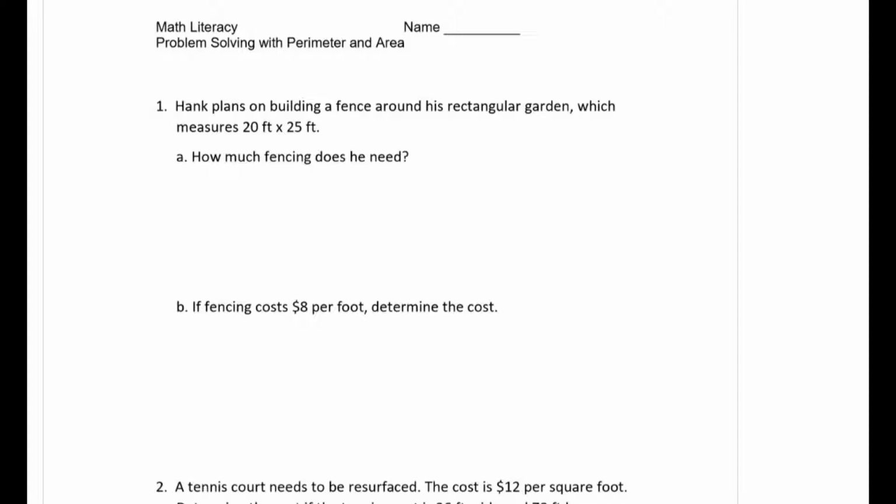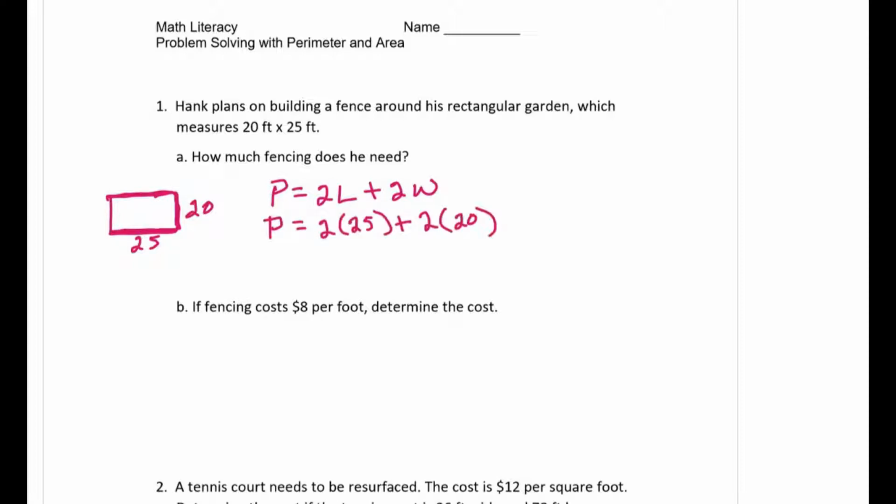The first thing that I want to do is to make a quick sketch. We have a rectangular garden that measures 20 by 25, and we're wanting to put a fence all around this garden. So the distance all around this garden is going to be the perimeter. The formula for the perimeter of a rectangle is 2L plus 2W. So I substitute 20 and 25 in place of W and L, and that is going to give me 90 feet. So that's how much feet of fencing he needs.